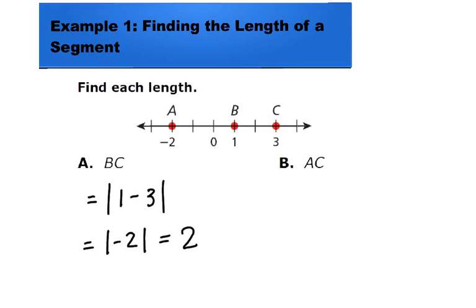Let's do the next one. AC is equal to the absolute value of negative 2, that's where point A lies, minus 3. So we get the absolute value of negative 5, which is equal to 5. There we have it, the lengths of BC and AC.